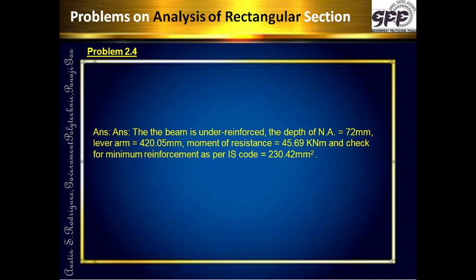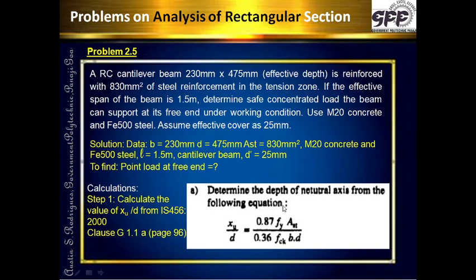So now we will take another problem on finding the moment of resistance and the other things. A slightly different problem. In this case, a cantilever beam has been given. So an RC cantilever beam 230 mm by 475 mm effective depth is reinforced with 830 mm square of steel.